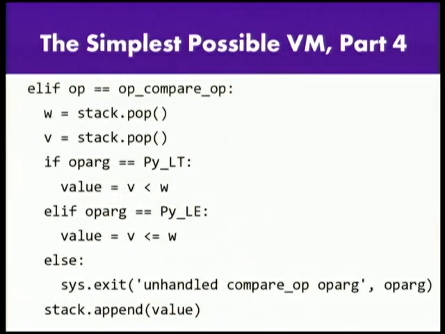This is all one opcode. It's a very complicated one. Conceptually, it's simple, but it's just a lot of code. Compare op pops the top two things off the stack. And then the oparg is a special number that indicates what operation we're going to perform. If it's LT, then we do less than, and if it's LE, then it's less than or equal to. Else I just didn't handle any others, so I throw a nice exit. And whatever the result of that was, I append it to the stack.